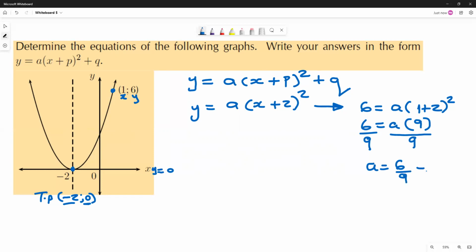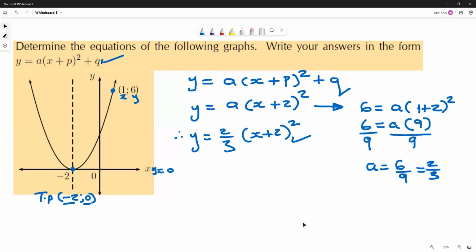6/9, which is basically 3 goes twice into 6, and 3 goes 3 times into 9. So it's 2/3. Then you come here, you say, therefore, y equals, your a is 2/3, (x plus 2) squared. Then you leave it in that form. And that's finito. Now let's do number 3.